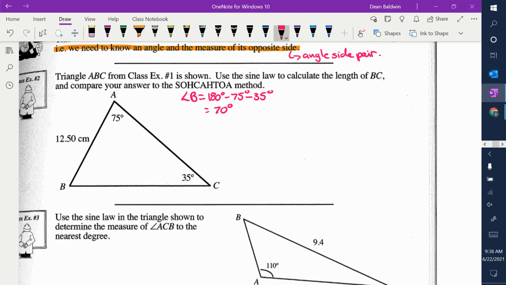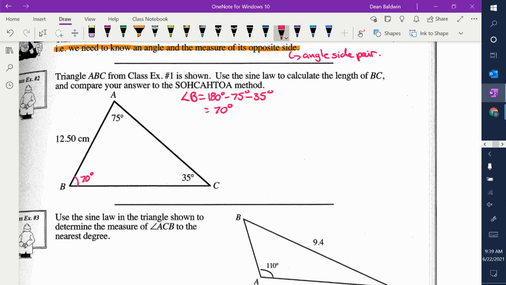So I know this is 70 degrees. All angles in a triangle add up to 70 degrees. I'm sorry? Oh yeah, I said 70, didn't I? All angles in a triangle add up to 180 degrees. If they added up to 70, that'd be really weird. Okay, so now we got angle B.